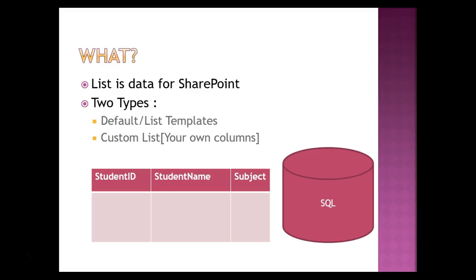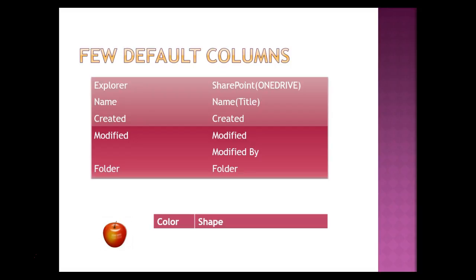In SharePoint, the available lists are called list templates. If you want to create your own list with your own columns, then we generally choose the custom list. That is the most common list used in any real-time organization. For example, if you want to store the student details for any university, then you can store the details like the student ID, student name and subject in a list called student.